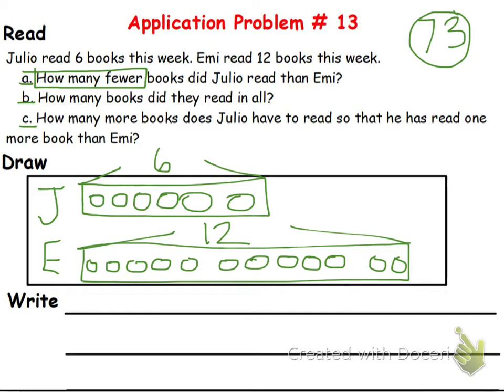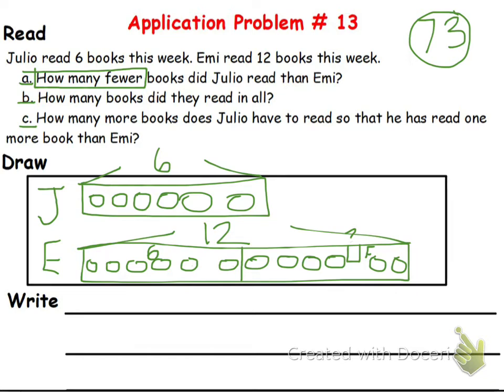How many books does Julio have? How many fewer books did Julio read than Emmy? Well, we know that Julio read 6, Emmy read 12. How many do they have in common? Right, they have 6. Julio has 6, and inside this 12 for Emmy, there is 6. So 1, 2, 3, 4, 5, 6. We have to draw a line showing the 6. And this right here is going to be how many fewer they have.